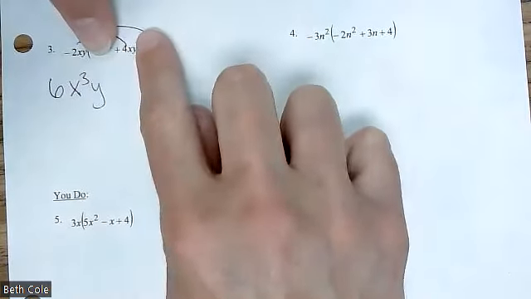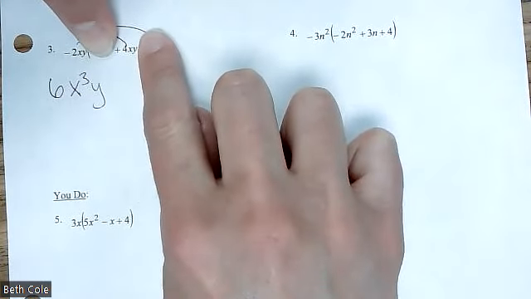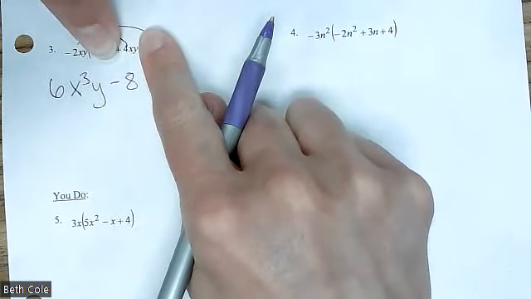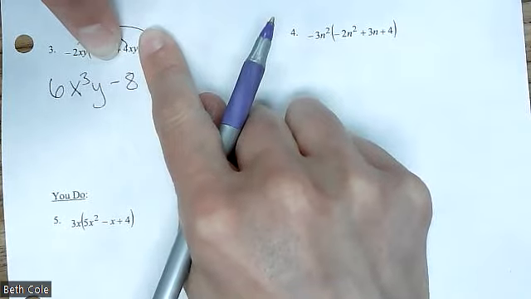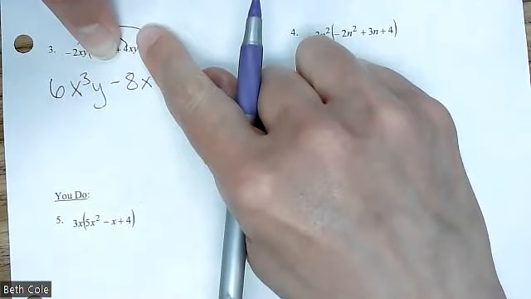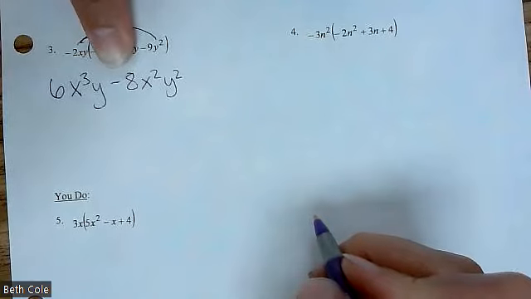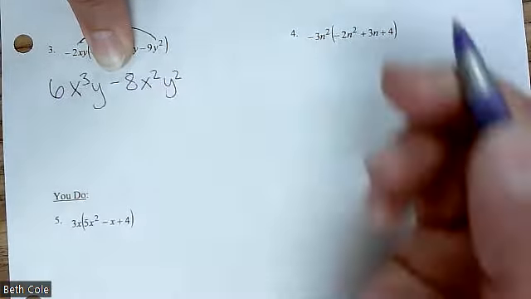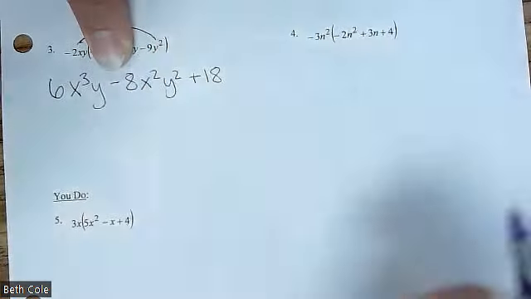Now we're going to do the second one. Negative 2 times 4. Negative 8. And then you have x times x. X squared. And then you have y times y. So y squared. Perfect. Now we're going to do the last one. Negative 2 times negative 9. Be plus 18.